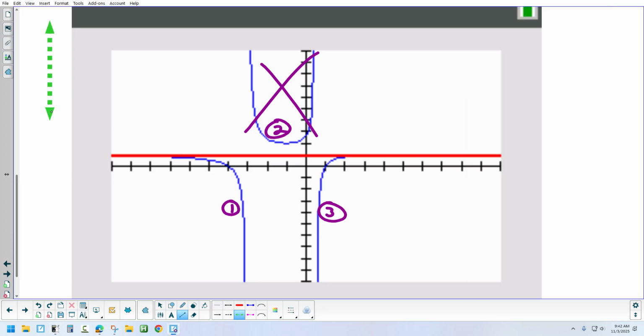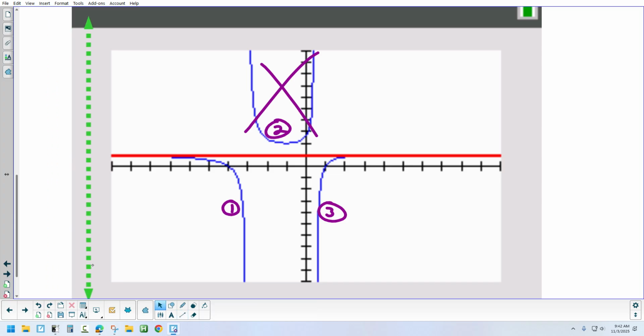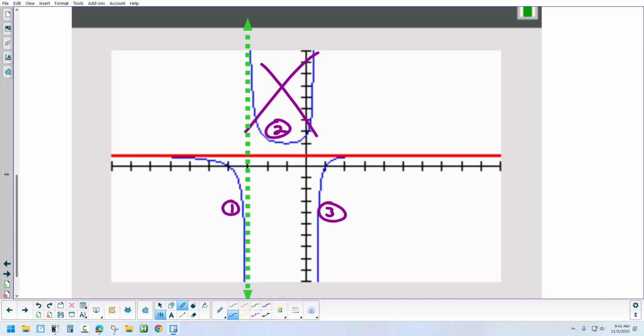The only thing we have to look at carefully is we have a vertical asymptote, I would say right about there. And it looks like we've got another one on the other side. I'm just trying to put it in between the two. Right about there.